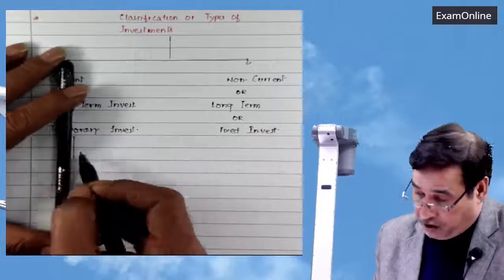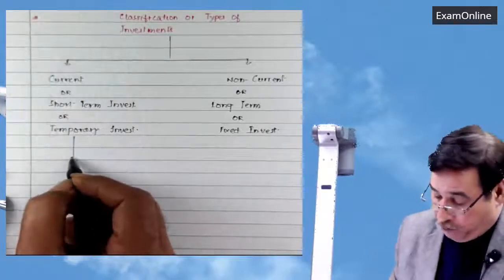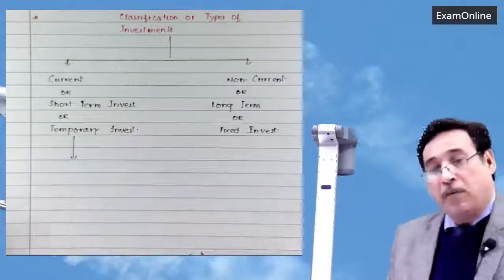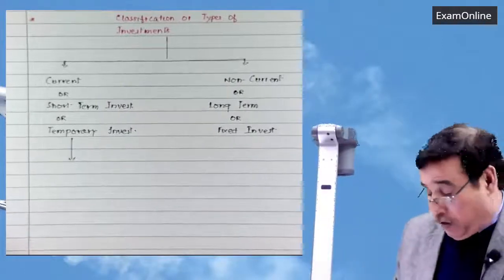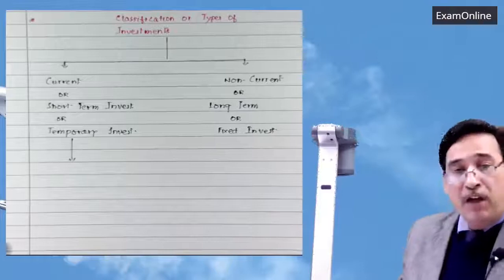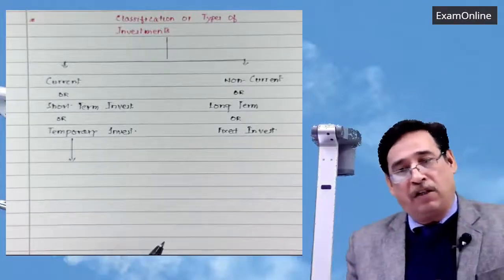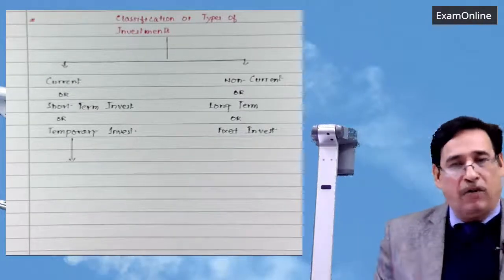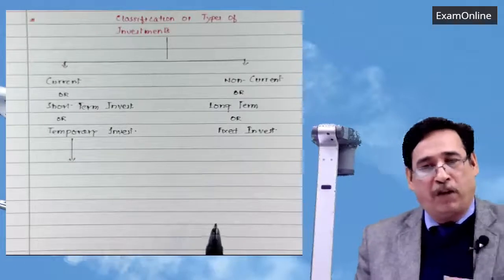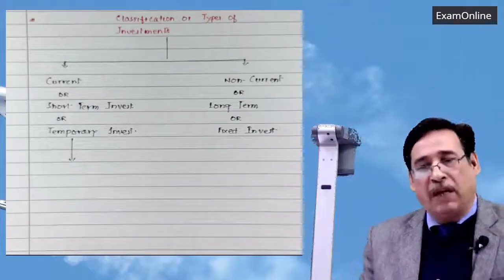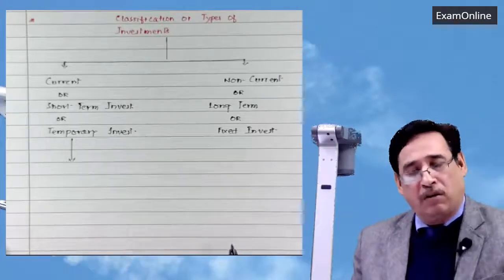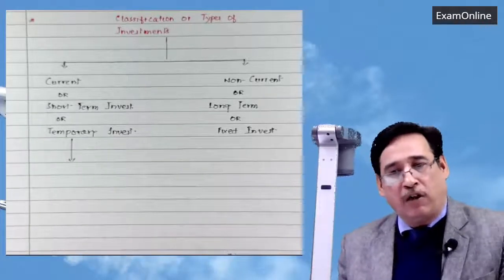Current investments are those investments which are held by an enterprise for the purpose of sale within a span of 12 months. Today I have acquired these investments, but I know that I am not going to keep them for a period exceeding 12 months. Within the next 12 months, I am going to dispose them off. So such investments are known as current investment.